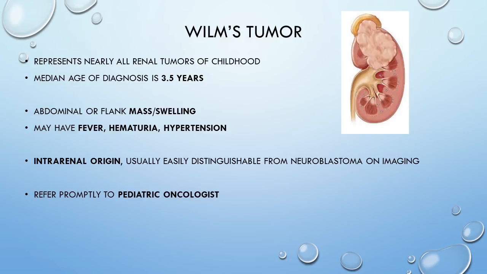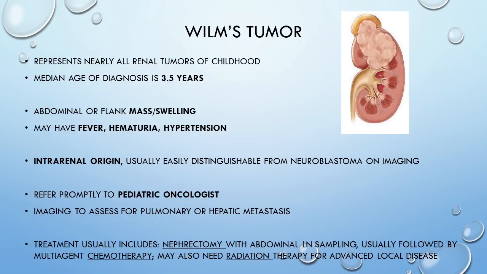We need to refer these kids promptly to pediatric oncologists. They're going to do imaging to assess for any types of metastasis that may have happened. And then treatment typically includes nephrectomy with abdominal lymph node sampling, and that's usually followed by multi-agent chemotherapy. They may or may not need radiation for advanced local disease, so if it has metastasized or if the lymph nodes were involved.